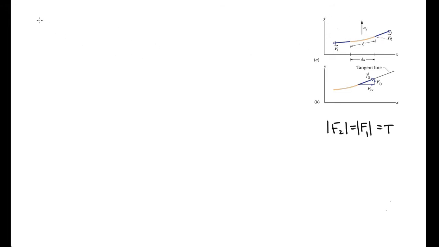We know that F2y minus F1y is equal to ma. In this case it's dm because it's a small mass on this increment times ay. So that's just Newton's second law. And now we know that because it's a string, dm is equal to mu dx, and we know that ay, that's the acceleration in the y direction, is d squared y dt squared.